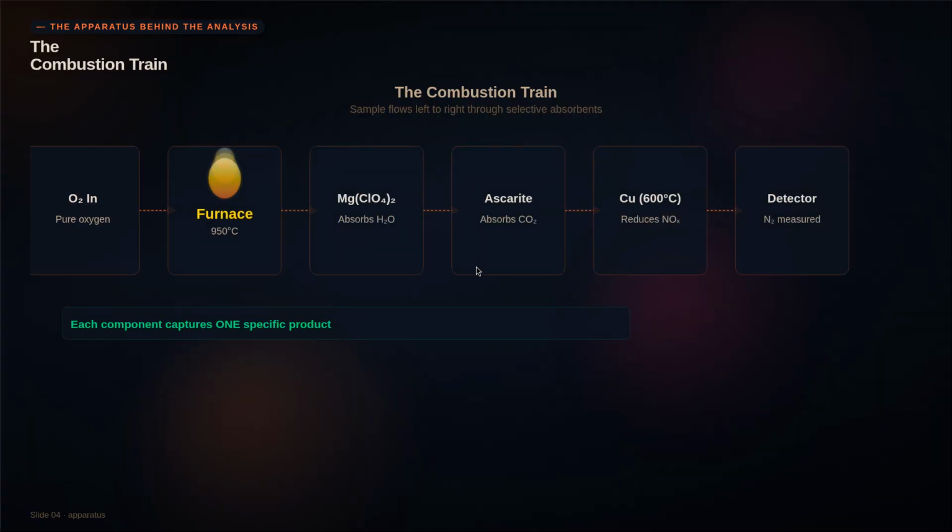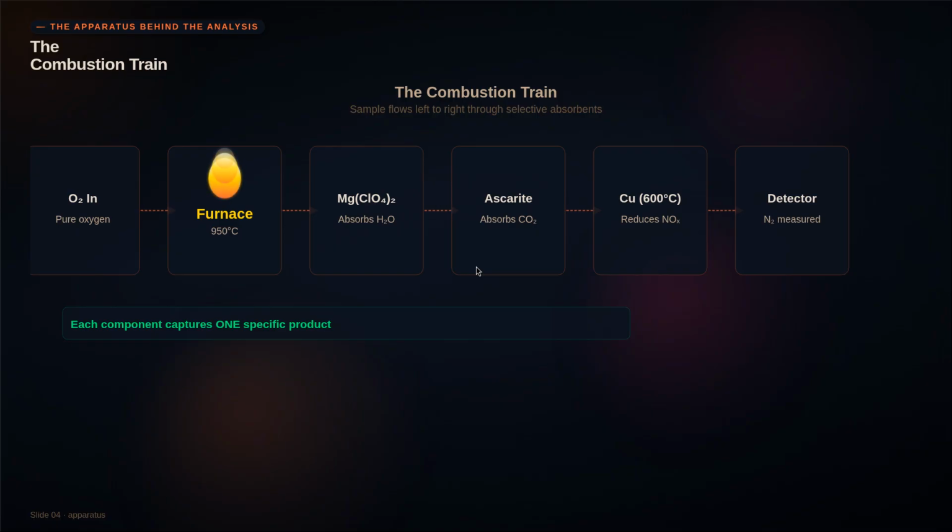The combustion train is the sequence of apparatus through which the sample and its combustion products travel. At the front is a quartz combustion tube inside a furnace heated to 950 degrees Celsius. The sample, weighed to the nearest 0.1 milligram, is placed in a platinum or ceramic boat and pushed into the hot zone. A steady stream of pure oxygen flows through the tube, ensuring complete combustion. As the gases leave the furnace, they first encounter a tube packed with anhydrous magnesium perchlorate, a powerful drying agent that absorbs all water vapor. The increase in mass of this tube gives the mass of water produced.